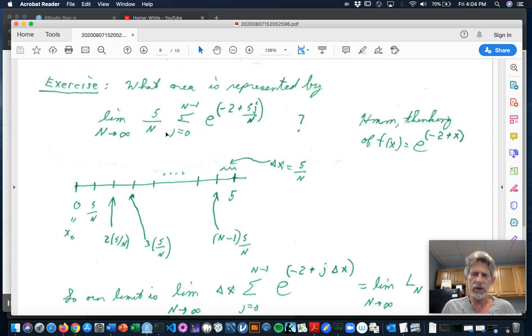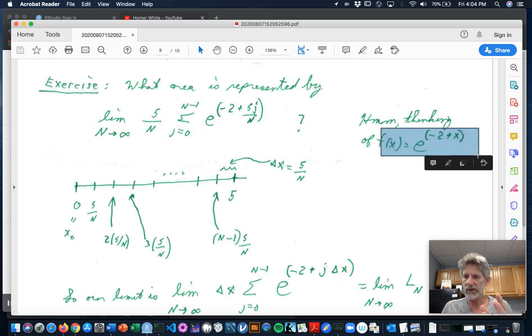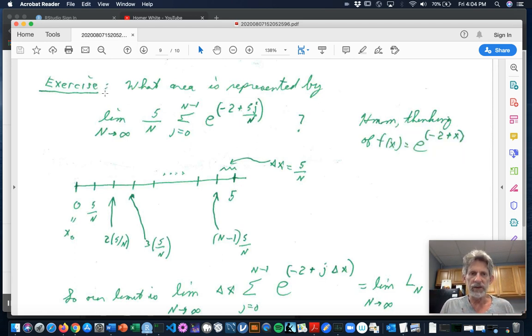There's a couple of different ways to set it up in your mind. But the way I'm thinking is I look at this general term here, and it kind of reminds me, it's like e to minus something that stays the same, plus something that's changing because the j is changing. So it kind of reminds me of this function, f of x is e to the negative 2 plus x. Is there a way that we could represent this limit here as an area underneath this curve?